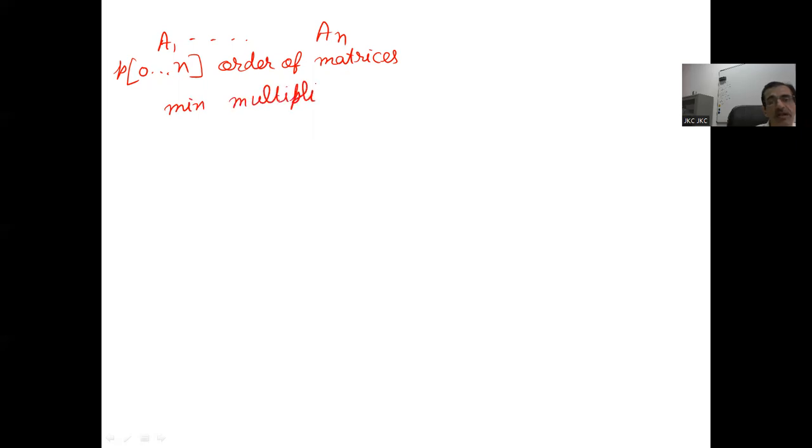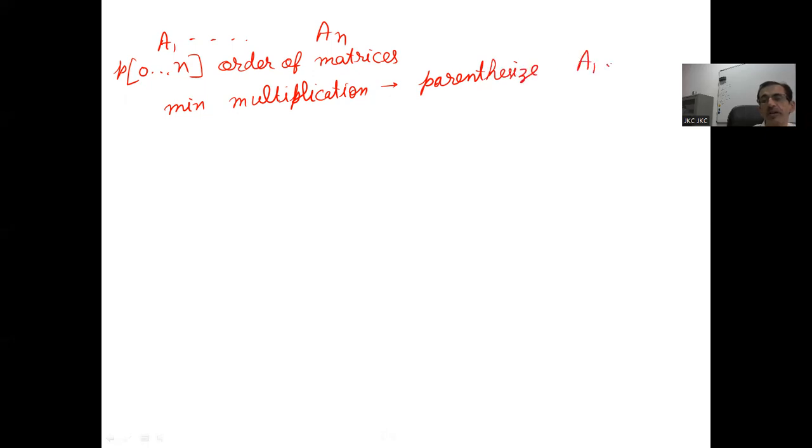So now, if I have matrices A1 to AN and I have their P as 0 to n, storing the order of these matrices, I want to have the MCM, the minimum multiplications. The aim is to have minimum multiplication, and for that you have to put parentheses, so parenthesize your expression in a way that I know which multiplication to be done in what order.